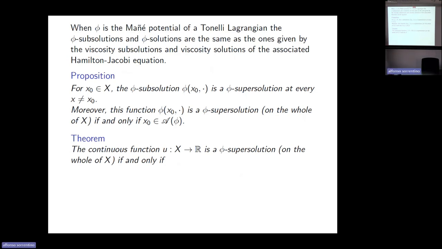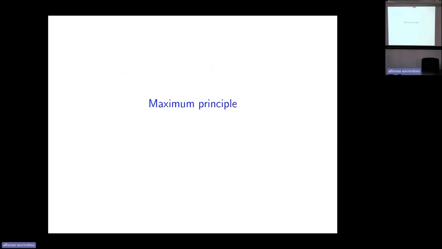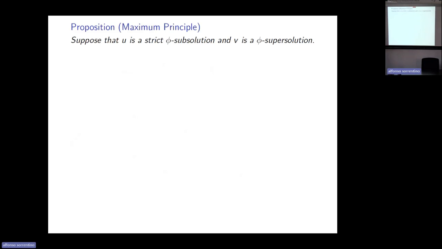And again, we can give a characterization of phi supersolution in terms of the Aubry set. So u is a phi supersolution if and only if for each x in X, we can find a y in the Aubry set such that u(x) minus u(y) is larger than phi infinity of y x. The same proof works, in fact. So the maximum principle, we can now go to that.